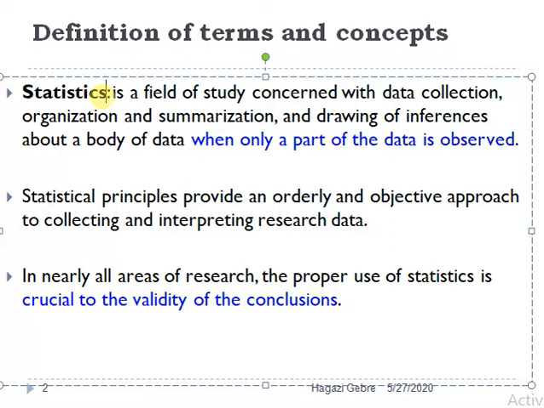So statistical principles provide an orderly and objective approach to collecting and interpreting research data. Therefore, while we conduct a research, we have to follow this definition of statistics, starting from stating the problem up to data collection, data organization, data summarization, and drawing inferences about the data when we take only part of the data. If we take the whole population, without any systematic sampling method, we need not make any inference or conclusion.